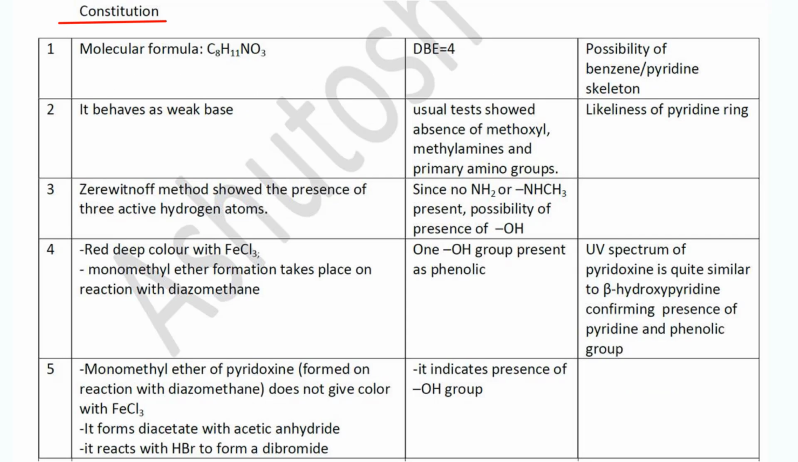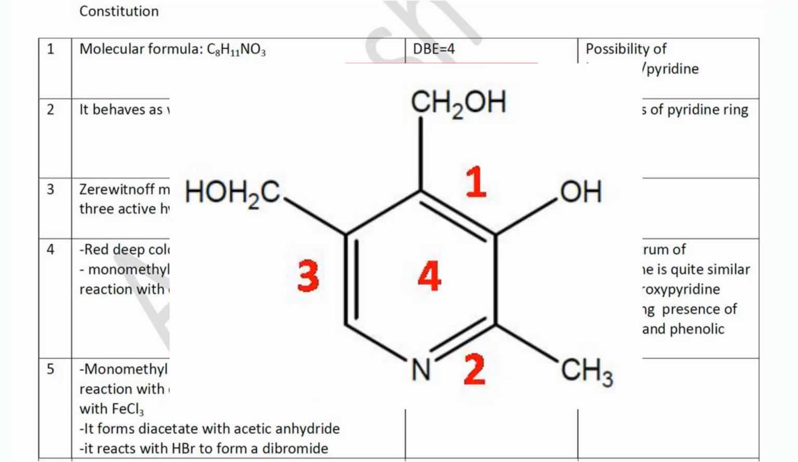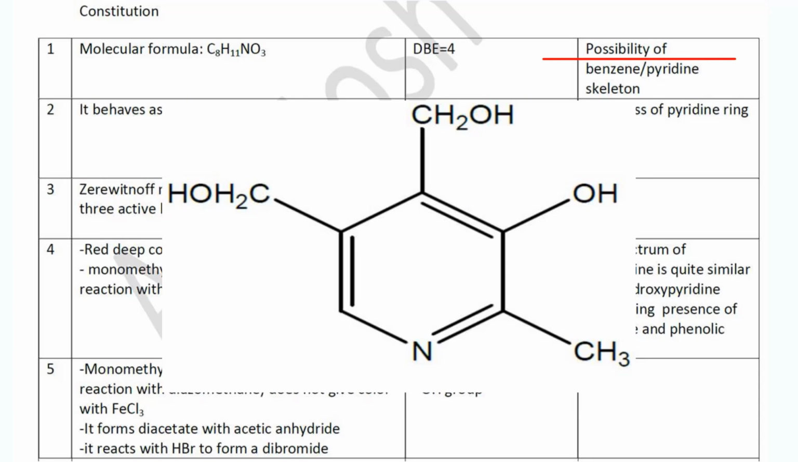Constitution. Molecular formula C8H11NO3. Double bond equivalent 4. So there is a possibility of a benzene or pyridine skeleton present in the structure.